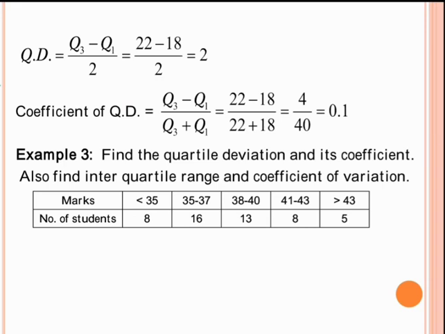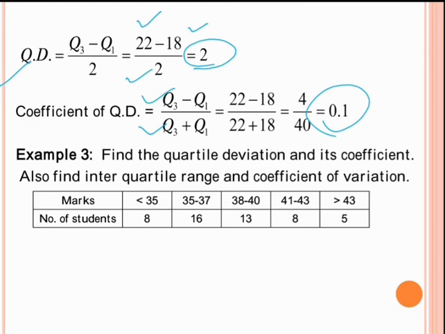Now quartile deviation is given by Q3 minus Q1 upon 2. So 22 minus 18 by 2, which is equal to 2. And coefficient is given by Q3 minus Q1 upon Q3 plus Q1, which is equal to 22 minus 18 upon 22 plus 18. On simplifying this, you get your coefficient of quartile deviation as 0.1.